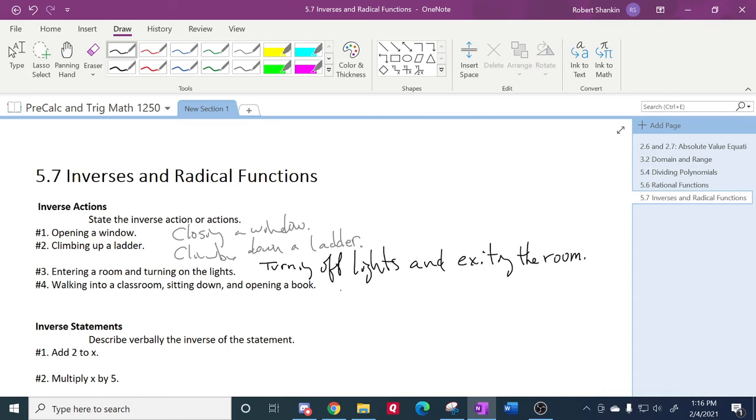All right, so the last one I'm going to do, and I'm going to put my camera on.